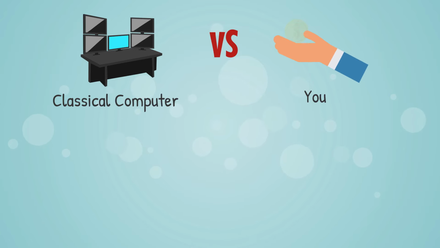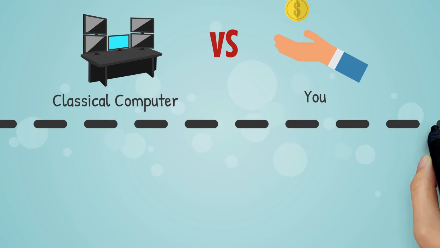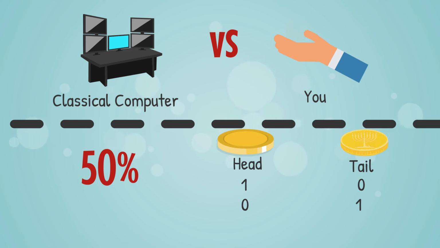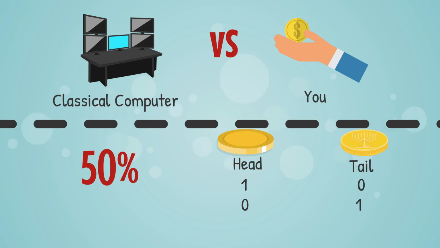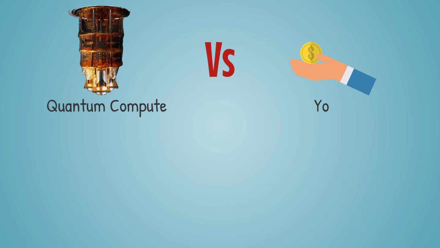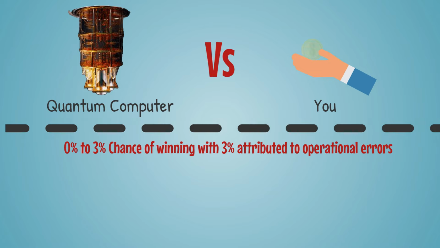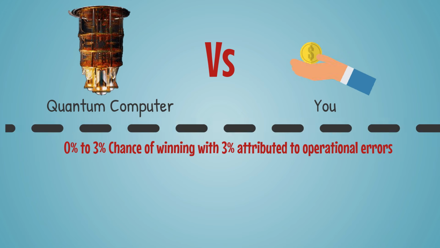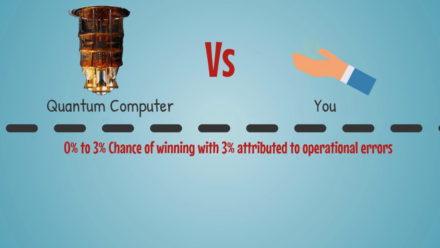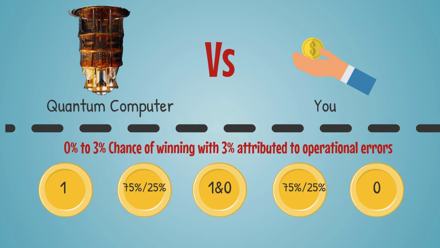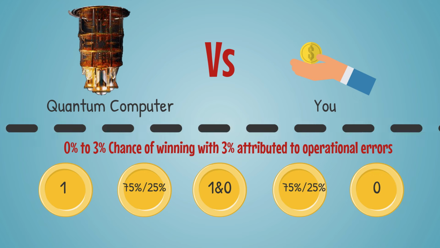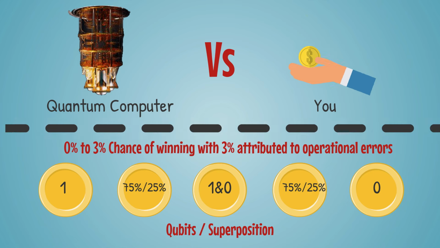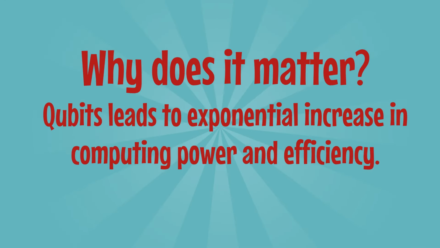Here's an example. Let's say you decided to play coin toss with your current computer. You will most probably have a 50% chance of winning. This is because in essence, classical computers tag heads as 1 and tails as 0. If the same game is played on a quantum computer, the chance that you will lose is 0 to 3%, with 3% being attributed to operational errors. This is because classical computers use bits, which can either be 1 or 0. Quantum computers use qubits, which can be 1 or 0 or 1 and 0 at the same time. It's called superposition.